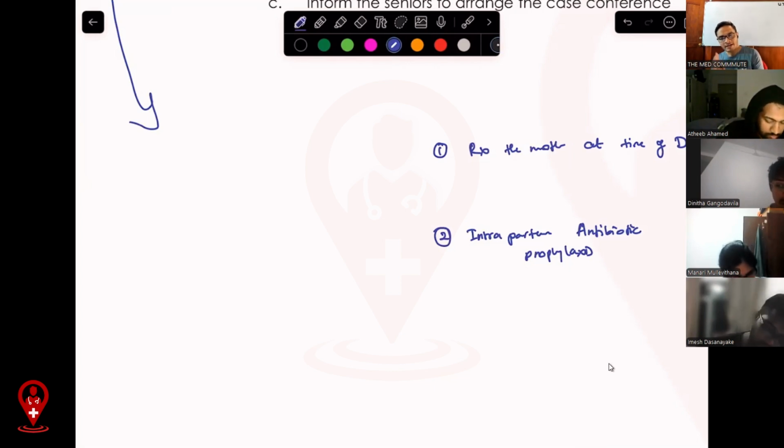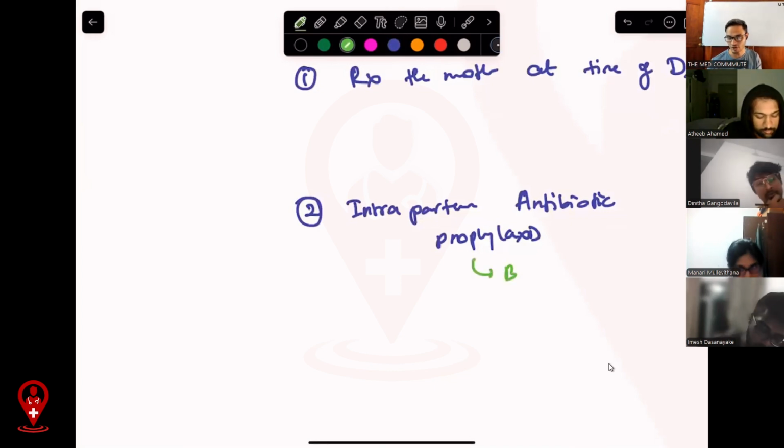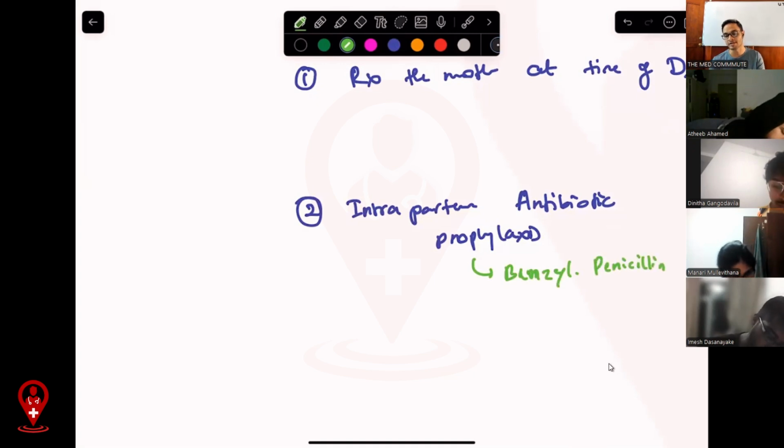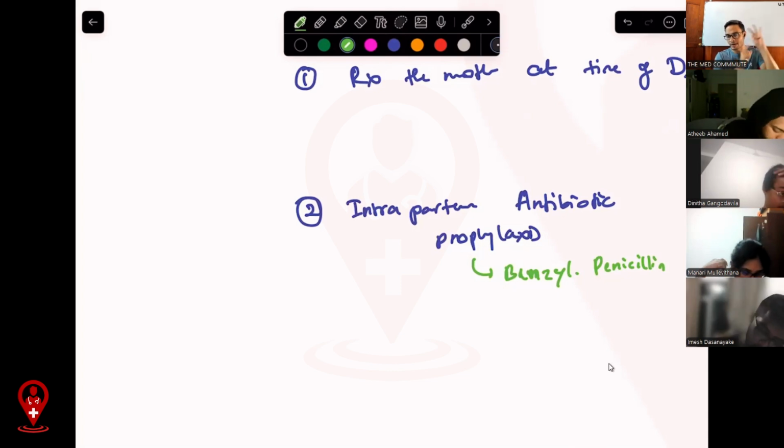What is our drug of choice for intrapartum antibiotic prophylaxis, guys? First choice is benzyl penicillin IV. Benzyl means IV anyway. If the mother is allergic to penicillin, again there are some variations, guys. If the mother had a previous allergy which was mild, we can go with cephalosporins. If it was severe, we can go with other drugs. Just remember, if the mother was allergic to penicillin, our options are cephalosporins or vancomycin.